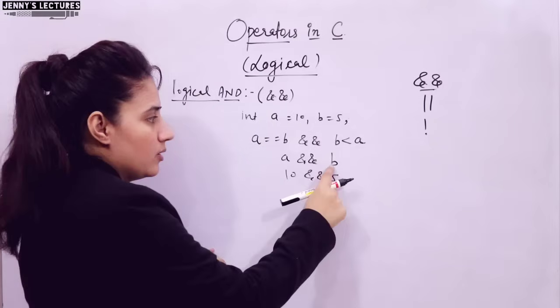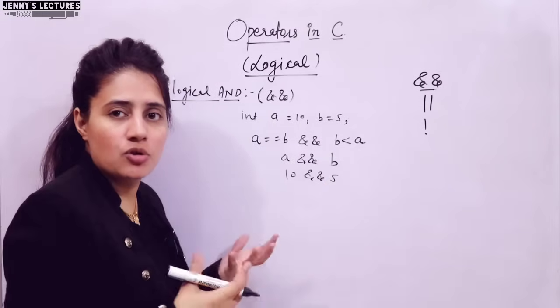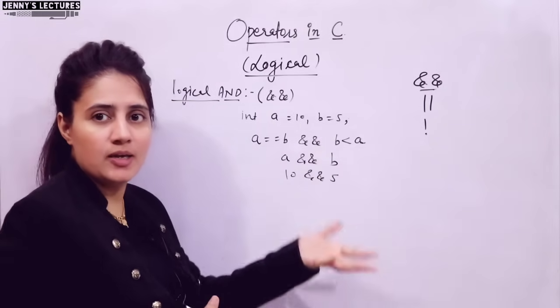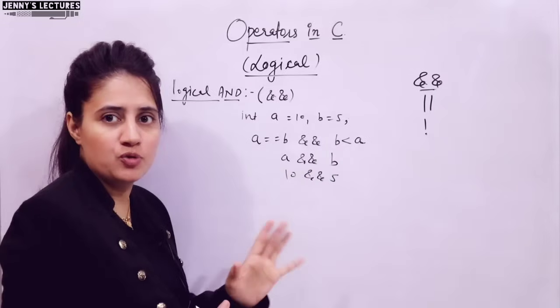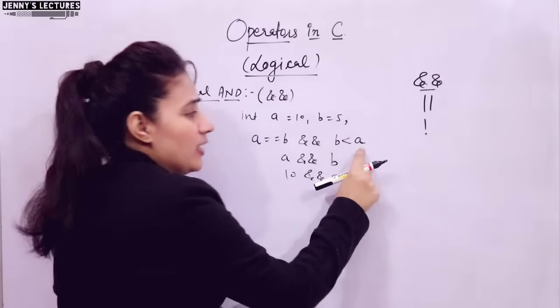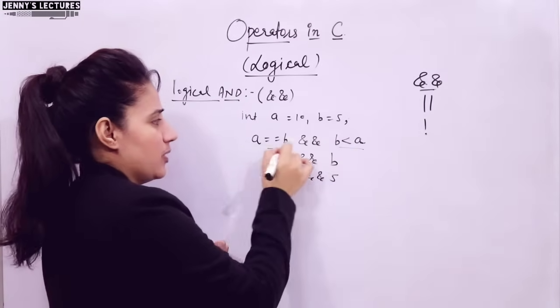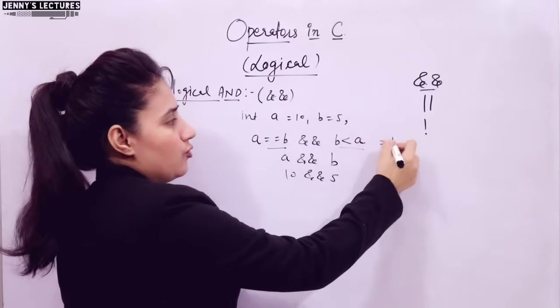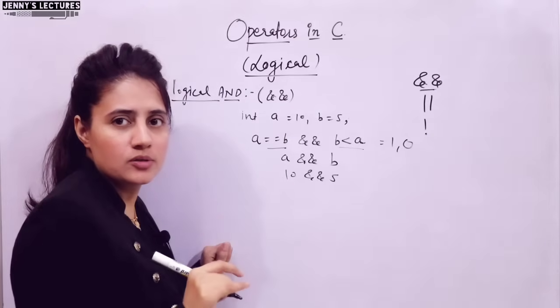It's up to you. On both sides, the operands can be variables, constants, or any expression, arithmetic expression, relational expression. Now see, what output will you get? Based on these expressions, the output would be either 0 or 1, true or false, right?